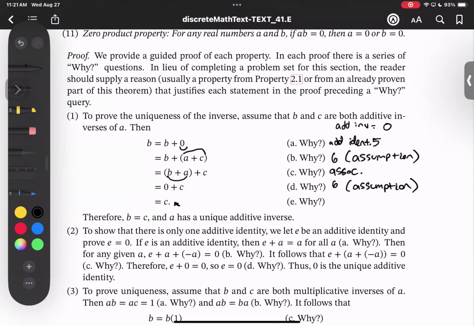We have 0 plus C. And then again, by the additive identity property, we get C. And so through that, B equals C. And that means that B and C are not two different numbers. They have to be the same number. And so A must have a unique additive inverse. Okay, so the main idea is choosing which property applies to this step.